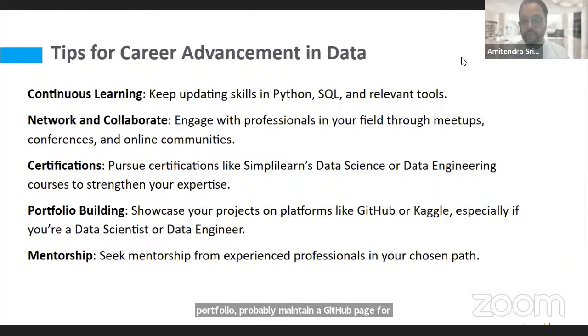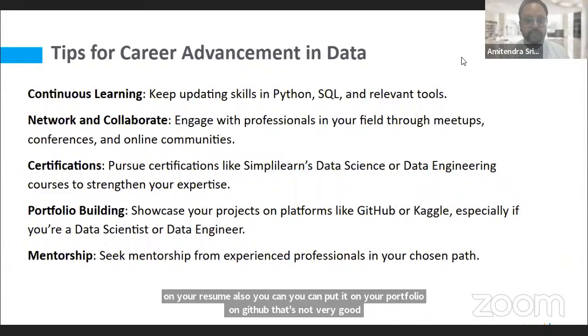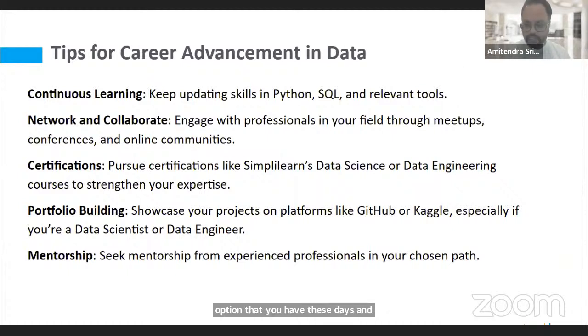You can participate in different competitions on Kaggle, and that also you can maintain on your resume. Also you can put it on your portfolio on GitHub. That's a very good option that you have these days. And mentorship is something which really helps actually.